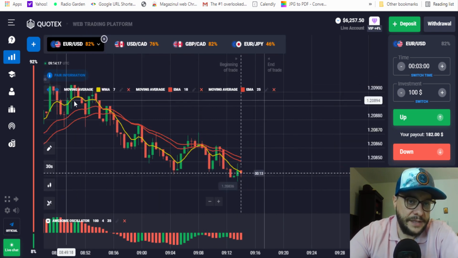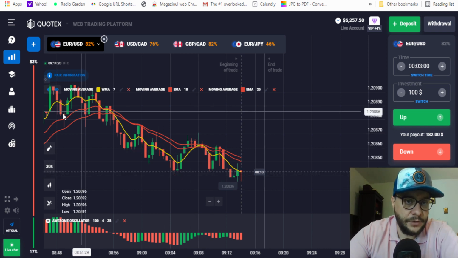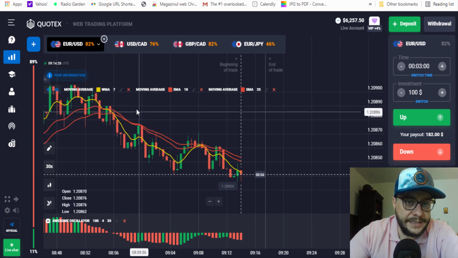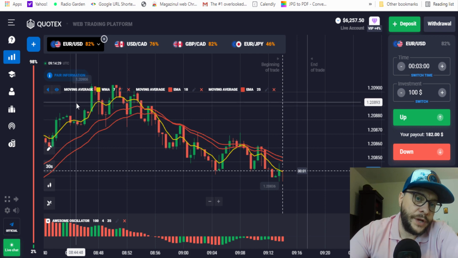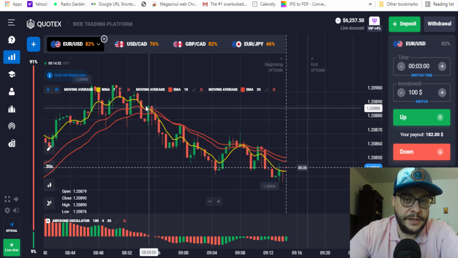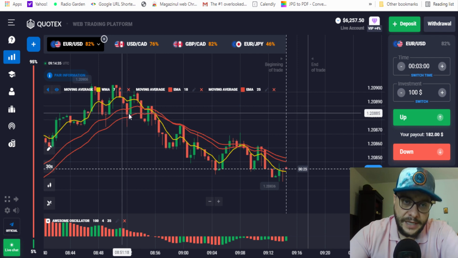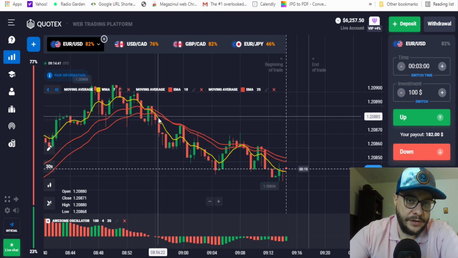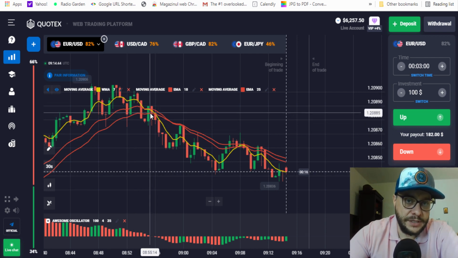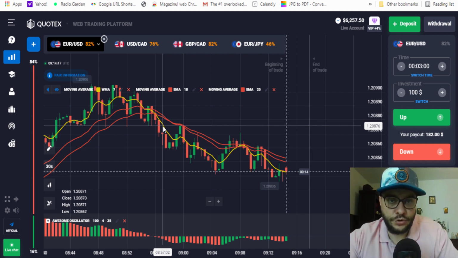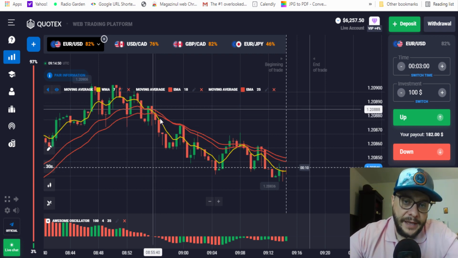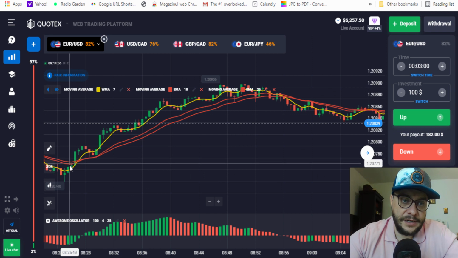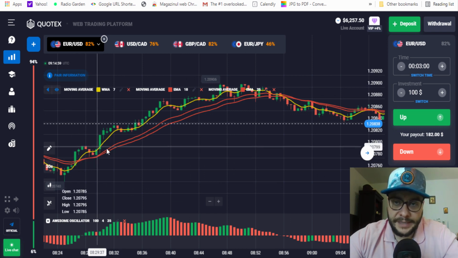So we have this yellow moving average and those two red ones, and as you can see here, we will look for this kind of signal. When the yellow moving average crosses the other two red moving averages, like you see here on a downtrend, then it will be a down trade. When it crosses, like you see here, on an uptrend, then you will put an up trade, and so on.